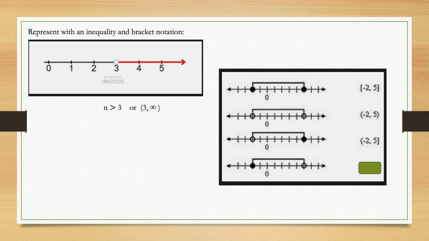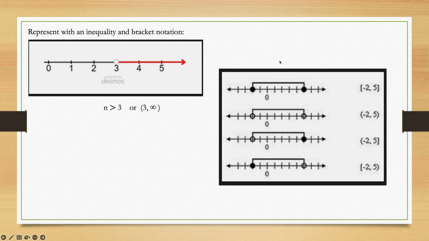Okay. This one has a closed circle on the right, so the right side gets a bracket, and an open circle on the left, so the left side gets a parenthesis. And then it reverses on the last one. The left side gets a bracket because it's filled in, and the right side gets a parenthesis because it's an open circle. Okay? -2 to 5. All right.